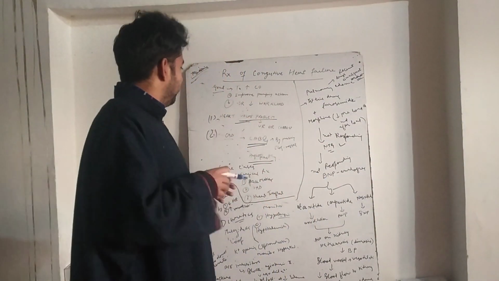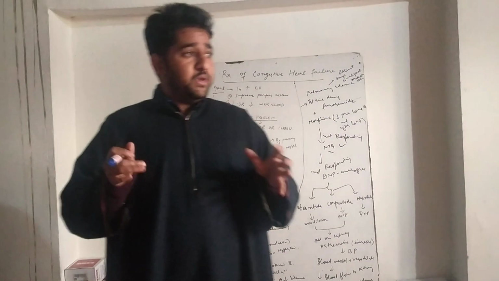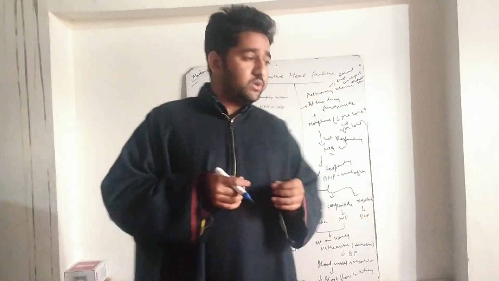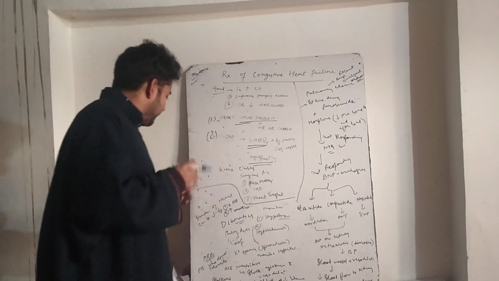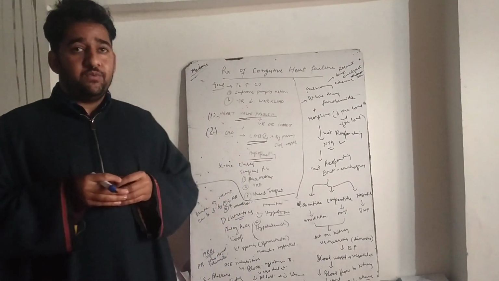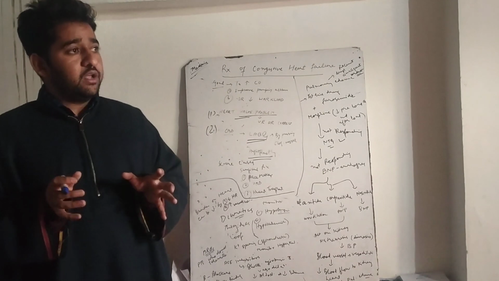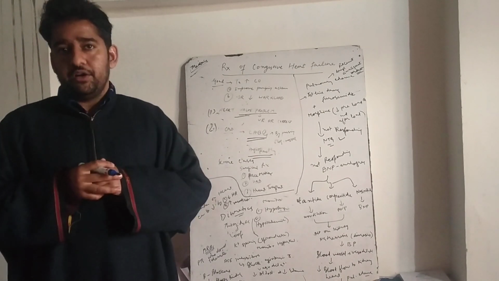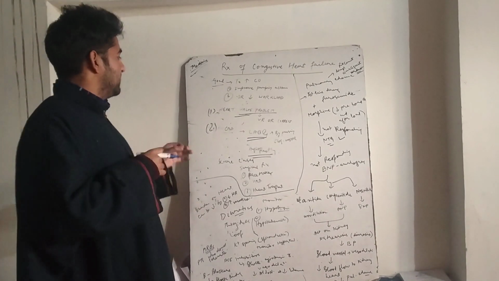The last part of the treatment, which increases survival in patients with congestive heart failure, is beta blockers. What is the action of beta blockers? Beta blockers block the binding of catecholamines, especially norepinephrine, on the beta receptors on the heart, due to which the workload on the heart is reduced. That's how we can manage congestive heart failure.